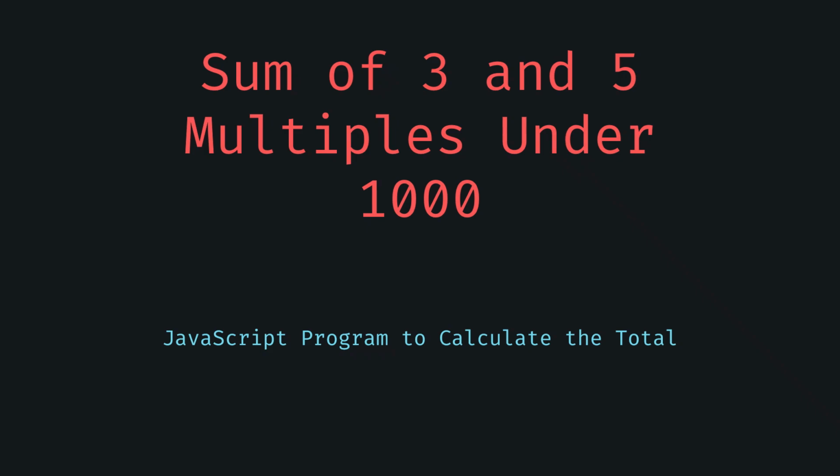Welcome. In this tutorial, we will calculate the sum of all numbers under 1000 that are multiples of 3 or 5 using JavaScript. It is a classic coding challenge that is often found in interviews and coding exercises. Let's dive in and see how to implement it with a simple loop and conditionals. Ready? Let's get started.